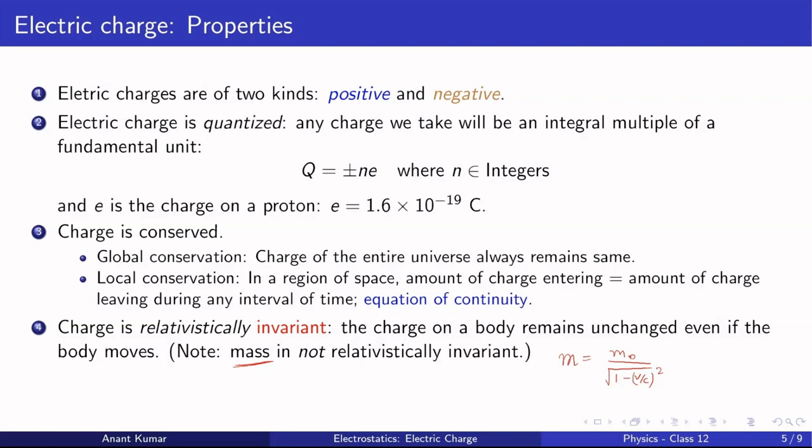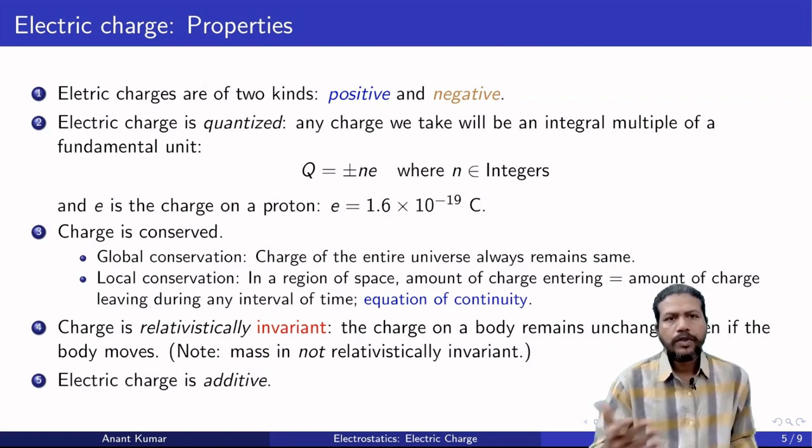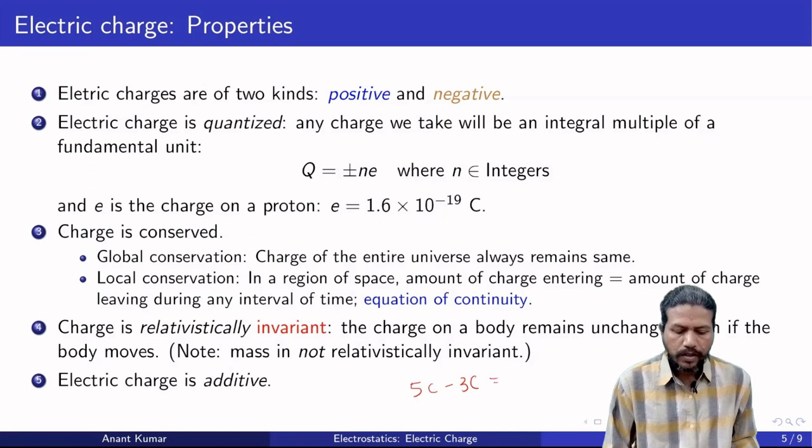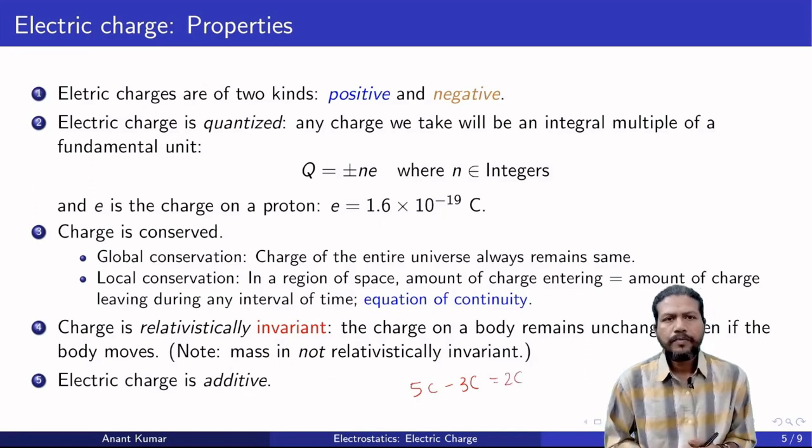Finally, we should notice that electrical charge is additive in nature. What it means is that if I have a body which was earlier charged, say we have given it 5 coulomb of charge, and then I put on it -3 coulomb of charge, then the total will become the sum of these two, which is 2 coulomb. So in that sense, charge is added up. It's an algebraically additive quantity. We add them up by using the sign as well.